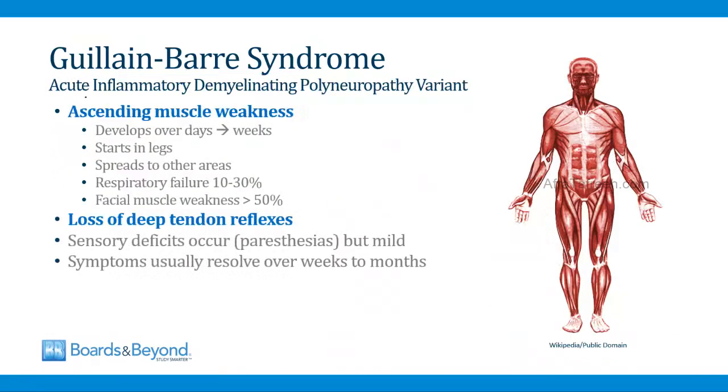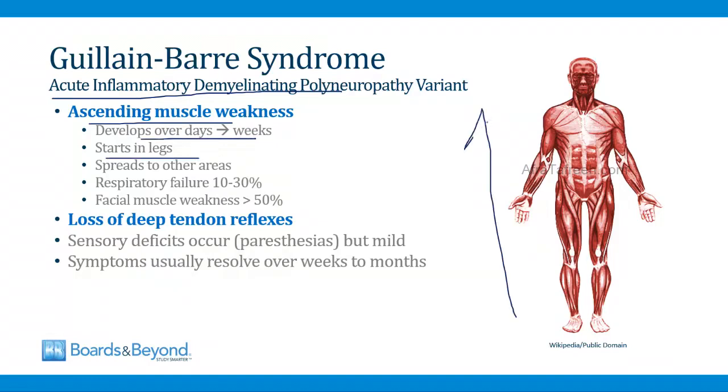We'll focus on the most common variant, the acute inflammatory demyelinating polyneuropathy variant. And the classic feature of this form of Guillain-Barré is ascending muscle weakness. It develops over days and weeks, and it's called ascending because it starts in the legs and then spreads upward to involve muscles higher up in the body. In up to a third of patients, it leads to respiratory failure, and patients with Guillain-Barré often end up in the ICU on a ventilator because of respiratory muscle weakness.